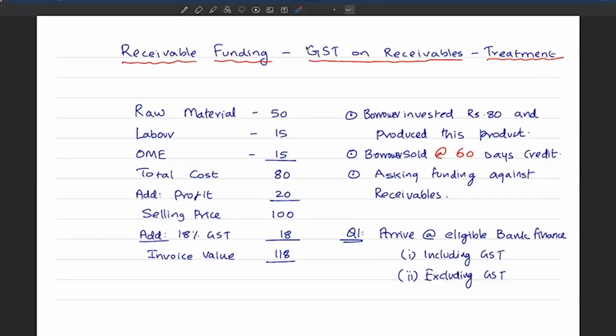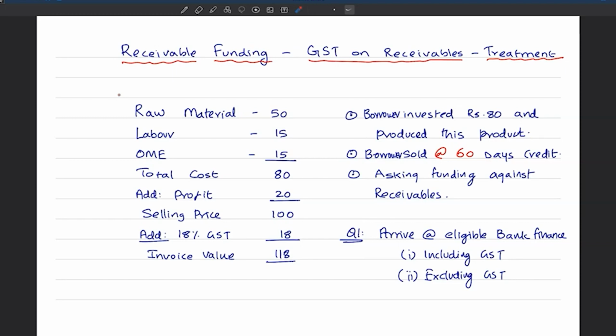I'm creating this video based on the query received from a student. While assessing working capital, say cash credit, we arrive at drawing power based on inventory and receivables. Receivables include cost of the product or service, profit, and GST also. So the question is whether the GST on receivables should be considered for arriving at the drawing power or whether it should be excluded. The straightforward answer for this question is it is as per your bank policy.